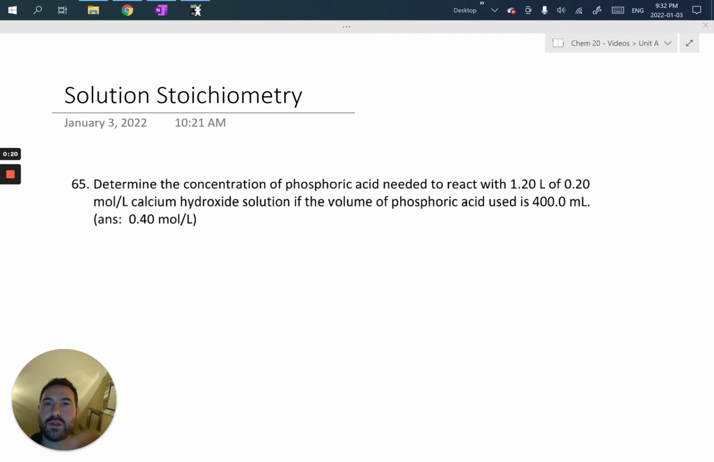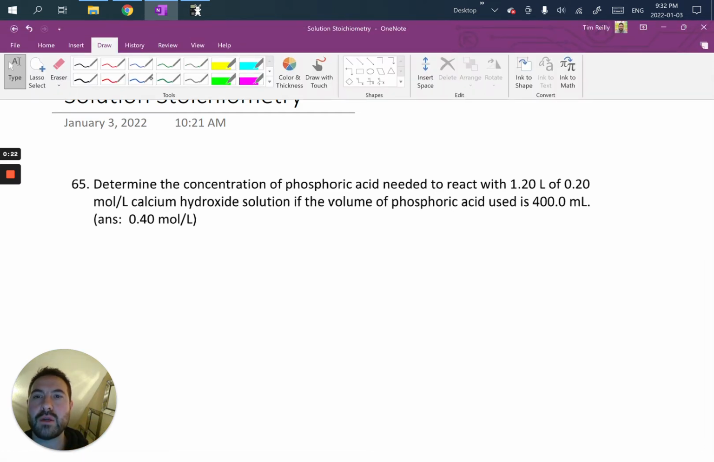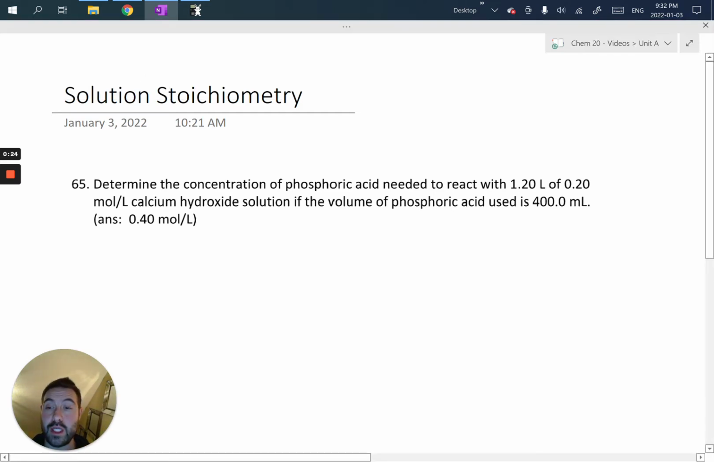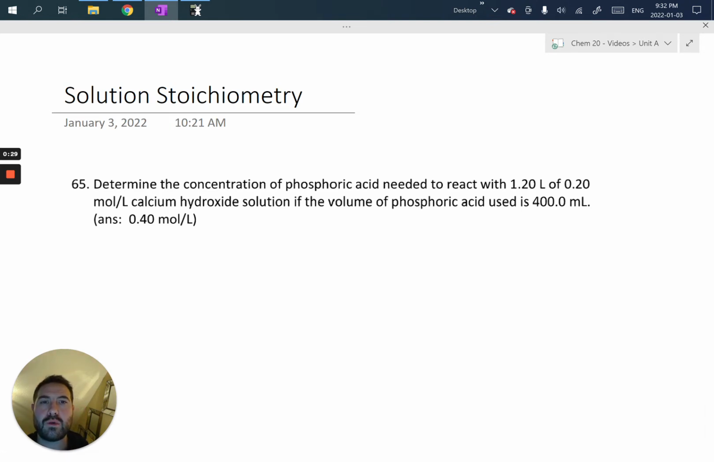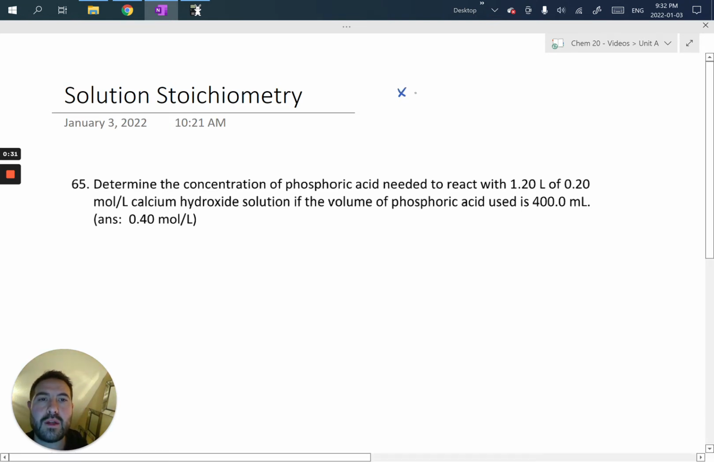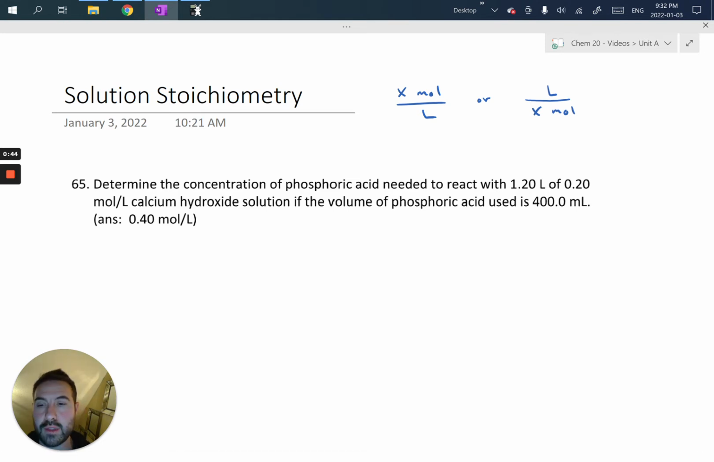And anytime we're dealing with solution stoichiometry, we are going to be dealing with molar concentration. It's always going to be our conversion factor. So we're going to be dealing with X amount of moles per liter, or X amount of liters per mole. These are going to be your conversion factors when you're doing a solution stoichiometry question.